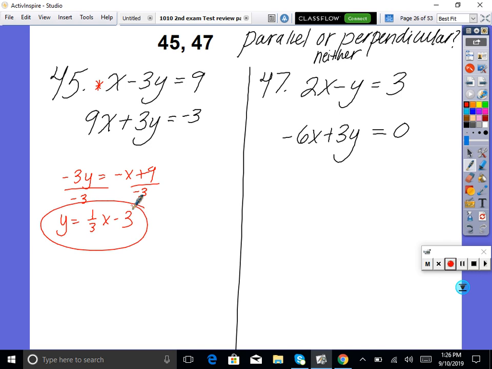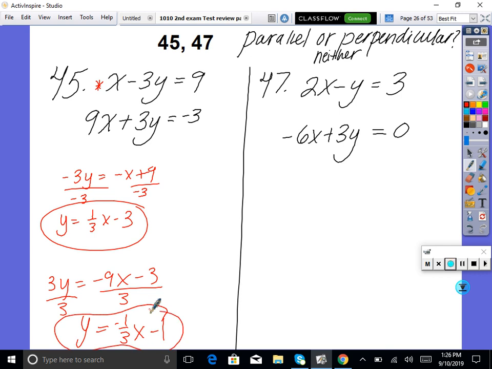Get it into y equals mx plus b, subtract 9x. So then we would have 3y equals negative 9x minus 3, divided by 3. So then y is equal to negative 1/3 x and then minus 1. Compare your slopes. Your slopes aren't the same and they're not reciprocal opposite. So this one would be neither. Neither parallel nor perpendicular. They're still going to cross. They're just not going to cross at perpendicular, the 90-degree angle.